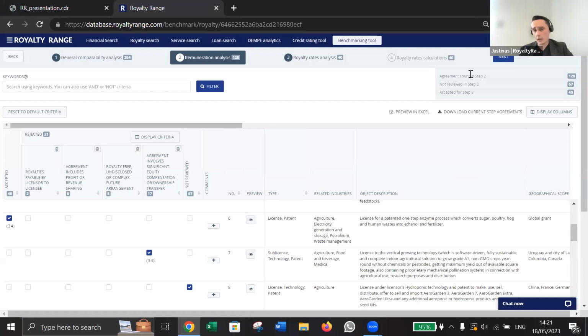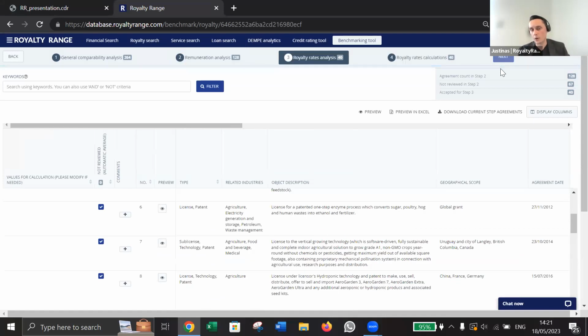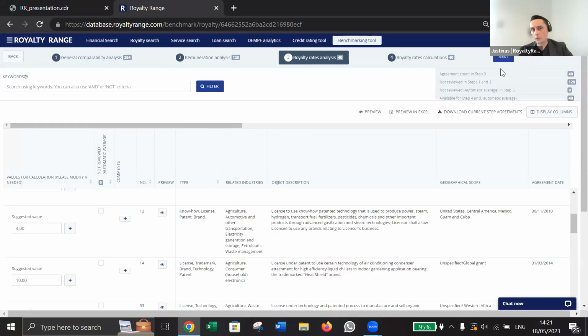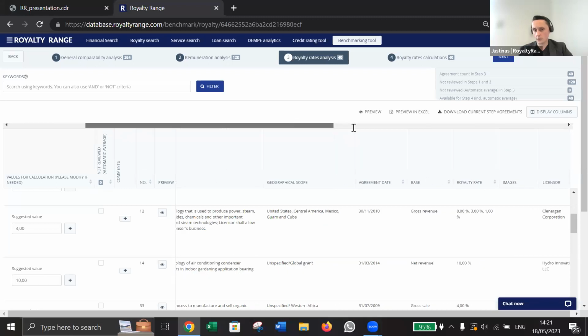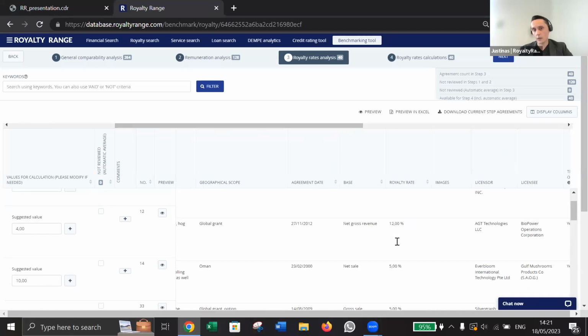And in the end, once we click next again, we reach more or less the final stage where our input is needed. So we rejected quite a lot of agreements and accepted some of them. And at this stage, we just need to ensure that we agree with the way royalties are used in calculations. So what this means in practice.